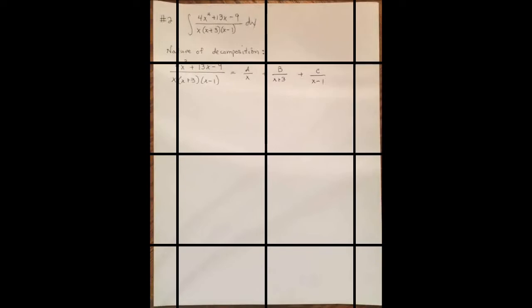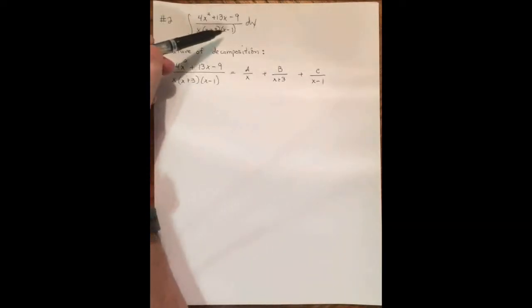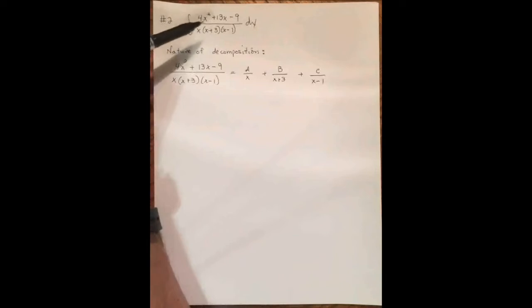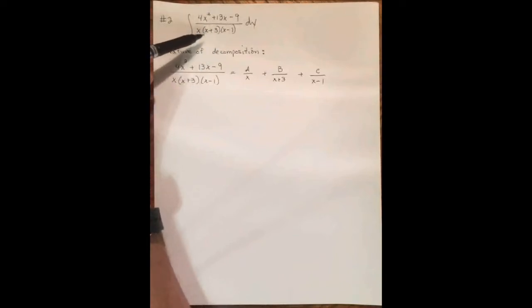Okay, now for the second example. Let's work this one all the way through. So we're given this problem, and the first thing we do is we check to see if it's of the correct form, if it's proper. Downstairs, if you multiply everything together, you get a polynomial of degree 3. Upstairs, we have a polynomial of degree 2, so the degree upstairs is smaller than the degree downstairs. So it's a proper problem, a proper rational expression.